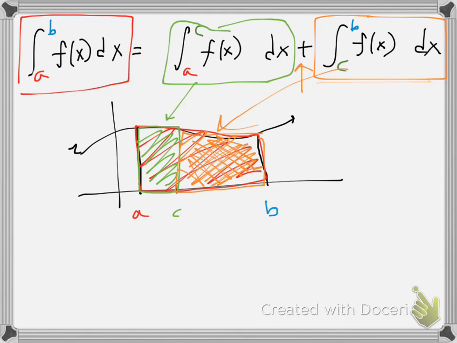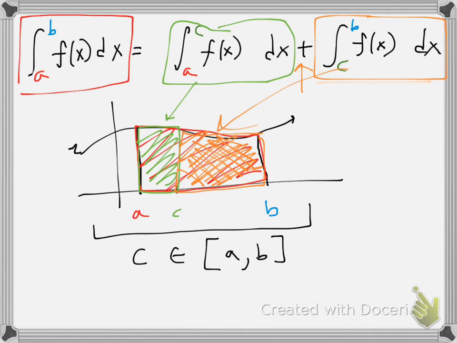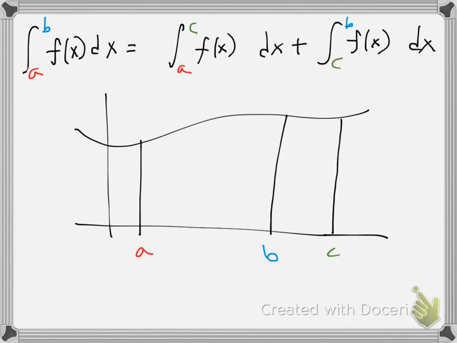But all of this makes the important assumption that C is included in A and B. That's where this graphical interpretation comes into play, right? This graph makes sense to us when C is between A and B. But nothing in the included information in the property says C has to be between A and B. So how does that work? Well, let's take a look at a different graphical interpretation of this rule.